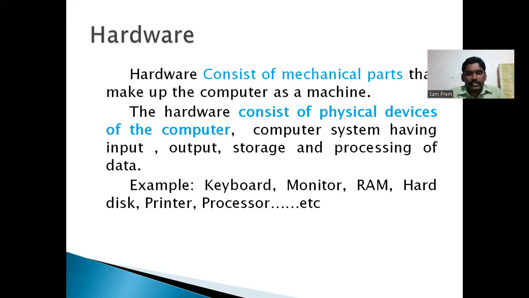A computer system has many devices like input devices, output devices, storage devices, and processing devices. These physical devices connected to the computer are called hardware. For example, in computers we have keyboard, monitor, RAM, hard disk, printer, and processor. So these are some of the hardware in the computers.